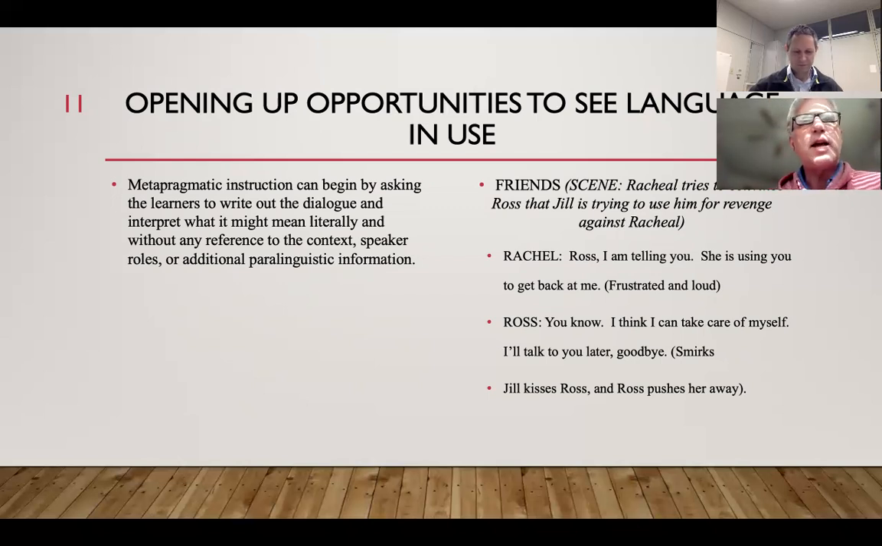And so this is the idea behind metapragmatic instruction: to look at what it means literally, and then to think about what it might mean implicitly. And if you focus on those indirect refusals or indirect speech acts more broadly, then you can really engage the students in the language and get them to really think carefully about it.